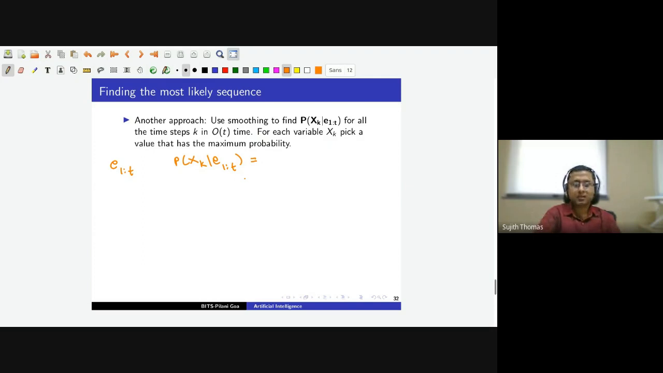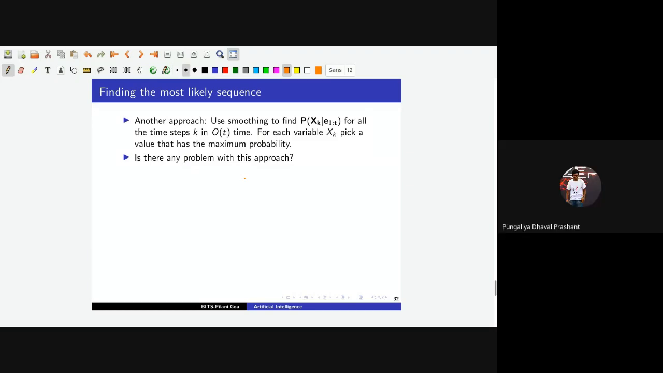However, this approach has a problem. So now the question is, why is this approach not a good approach? Can somebody give some answers? So will the result of one affect the probability of another one? Like when we do one smoothing process, after that the next one. So the next one which we do, the result of the previous one will be affected by that. Is that the case?